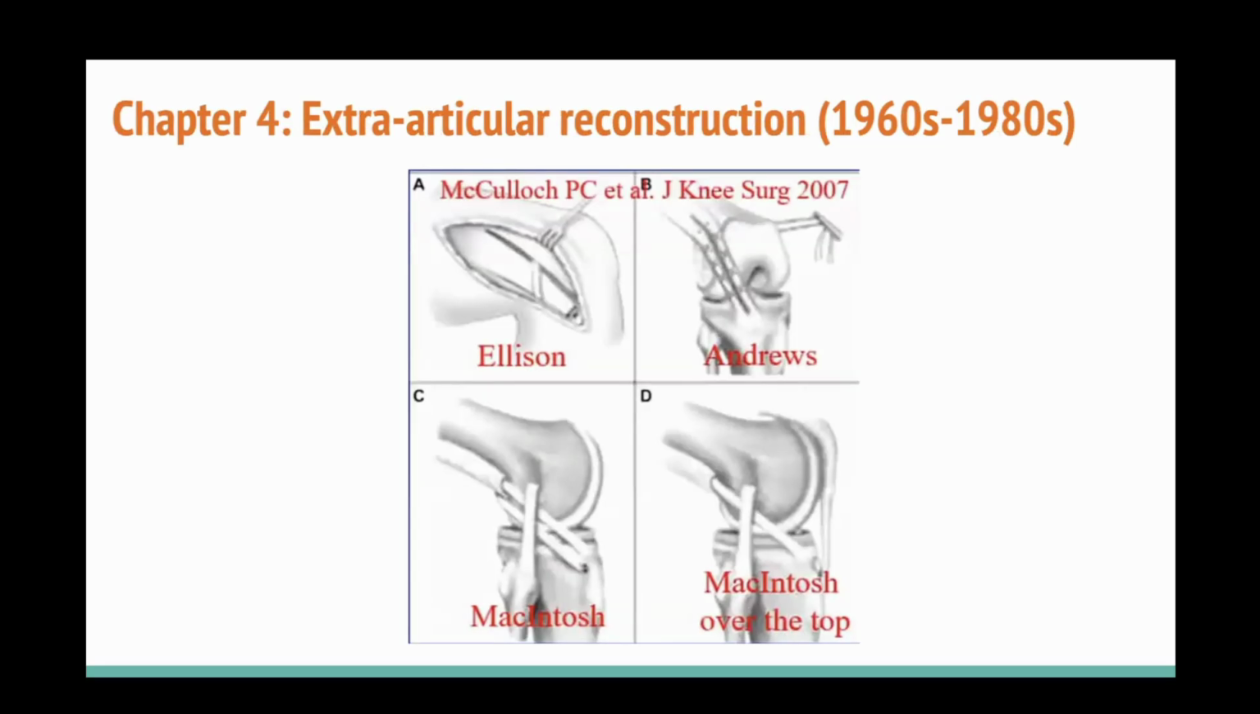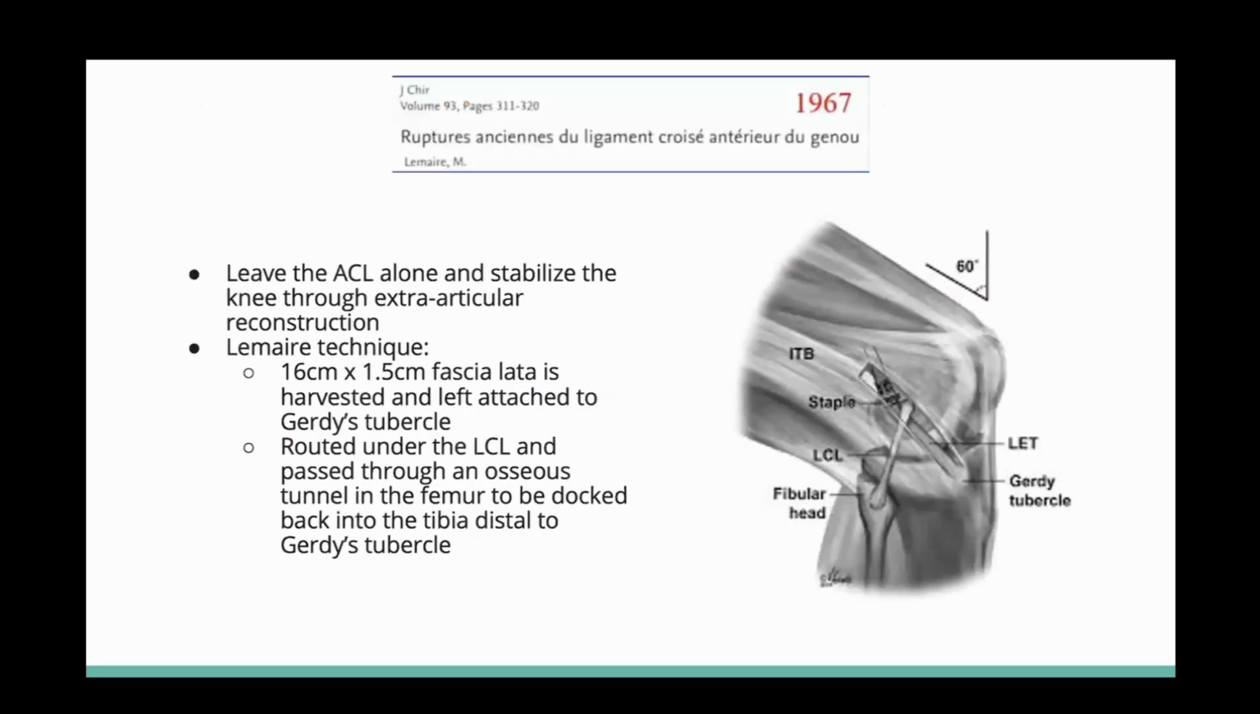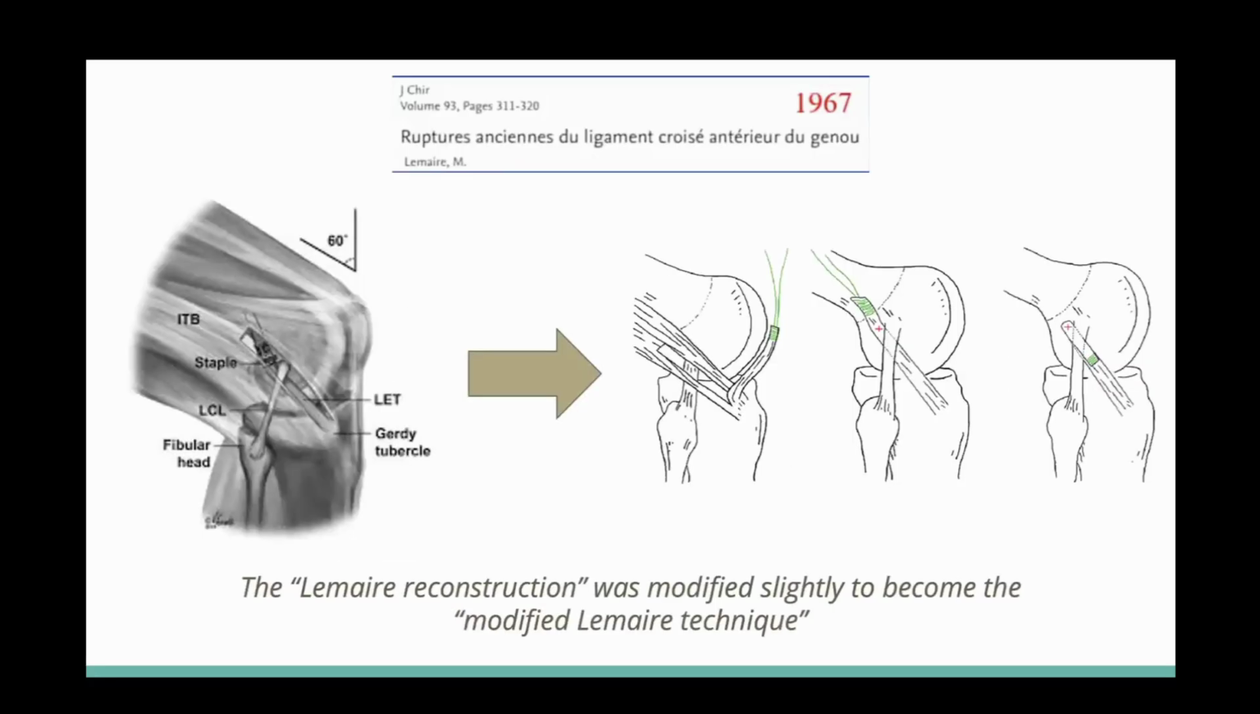So really the point here is that in the 60s to 80s, extra-articular reconstruction dominates because we don't have arthroscopy readily available yet. And the thinking here is that you leave the ACL alone and you stabilize the knee through extra-articular reconstruction. And this is the proper Lemaire technique, where he took a 16 centimeter by 1.5 centimeter fascial autograft, left it pedicled to the Gerdy's tubercle, routed it under the LCL, and docked it back onto Gerdy's tubercle for that kind of 180-degree turn. You're starting and ending in the same place.